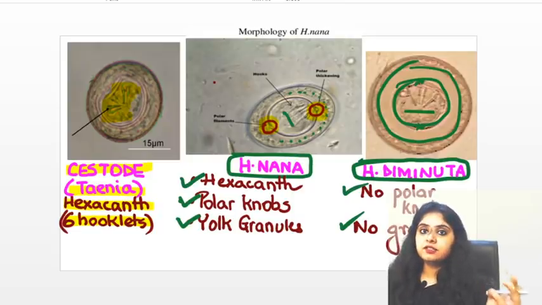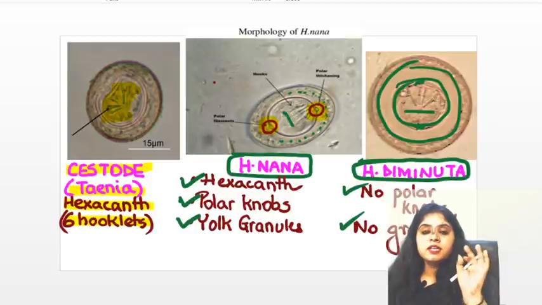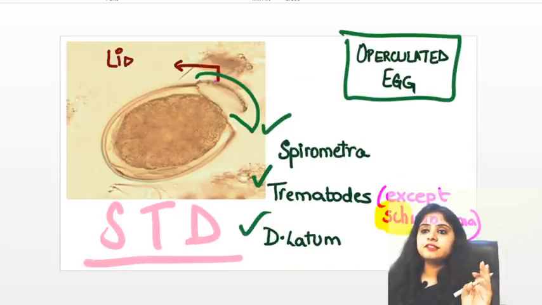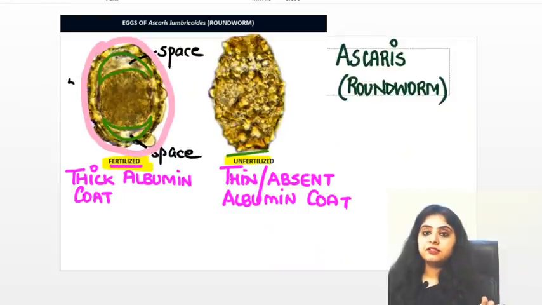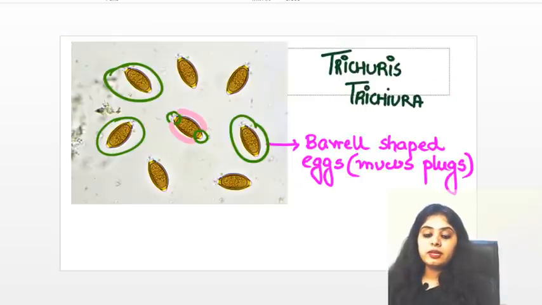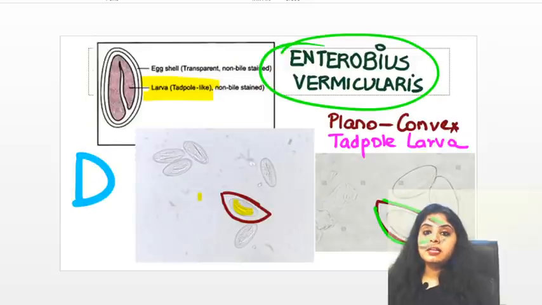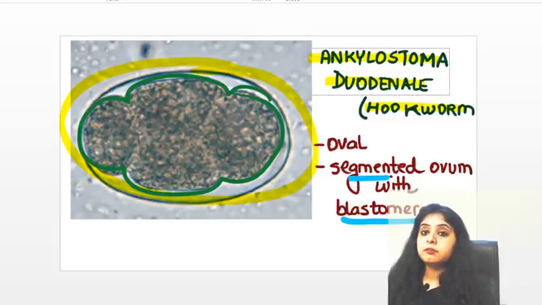Quick revision. When you see hexacanth, it is cestode. If you see polar knobs, it is H. nana. If you see no polar knobs, no granules, diminuta. If you see operculated lid eggs: STD, Spirometra, trematodes except Schistosoma, and Diphyllobothrium latum. Schistosoma shows you spinous eggs. Hematobium, terminal. Mansoni, lateral. Rudimentary, japonicum. Fertilized Ascaris, roundworm, thick coat with crescentic shapes. Unfertilized doesn't. Classical barrel-shaped eggs, we are talking about Trichuris trichiura. Plano-convex eggs with a tadpole larva, Enterobius vermicularis. Oval-shaped eggs with segmented blastomeres, we are talking about Ankylostoma duodenale.